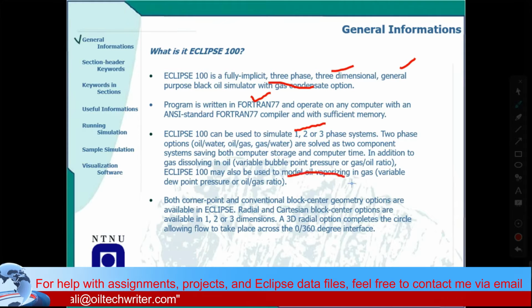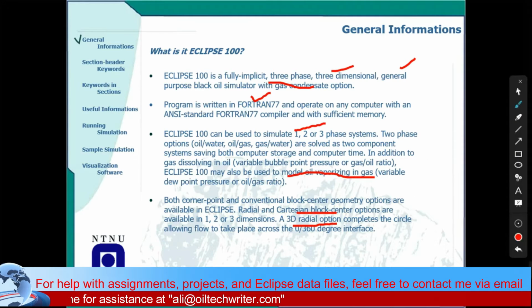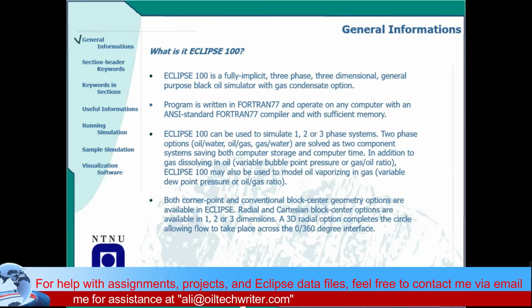Also, it can model vaporizing in gas and oil and so on. It also has 3D radial option and Cartesian block center. So it has all the options, and it's quite a modern software that is used nowadays in the oil and gas industry.